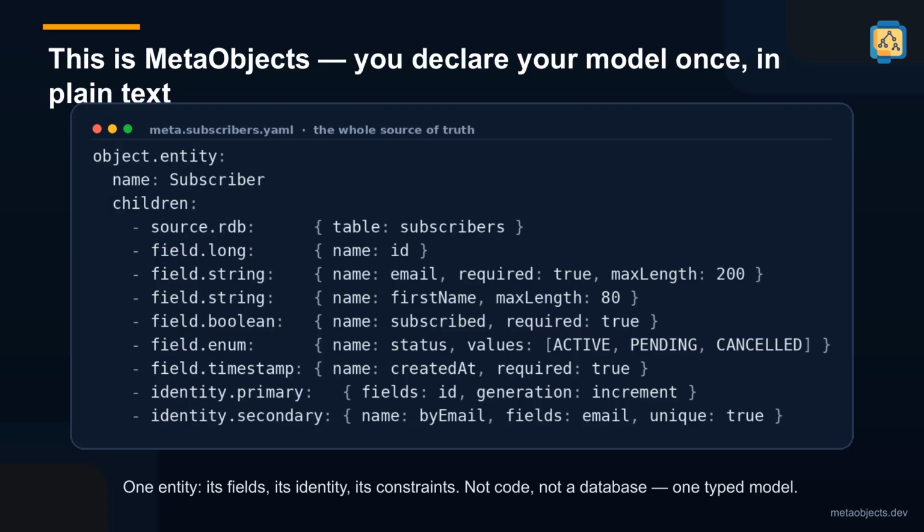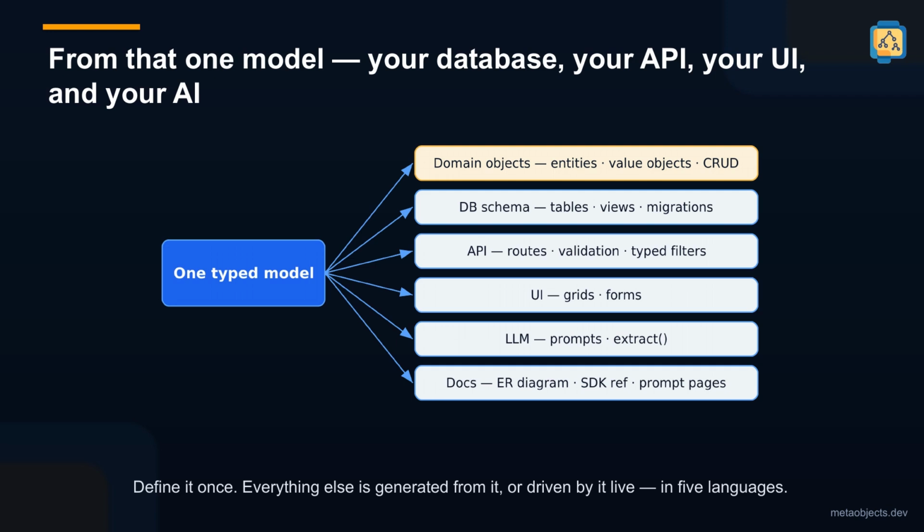So here's the cure, and it's refreshingly simple. You declare your domain model one time in plain readable text. Here it is, an entity called subscriber. Its fields, its identity, its constraints. This one typed model, not code and not a database, is your single source of truth. And from that one model, meta-objects gives you your whole stack. Your database schema, your API with validation and filters, your UI forms and grids, and your AI prompts in 5 languages.